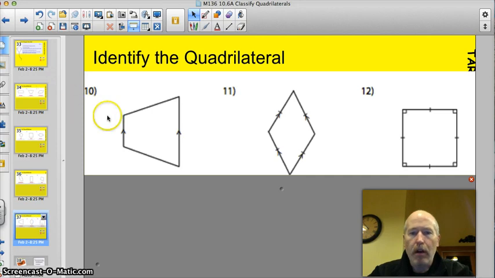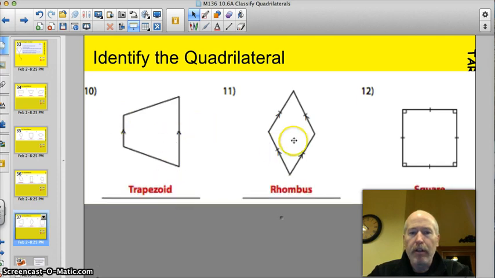Sweet. All right. What'd you get? Trapezoid? Very good. Did you call this one here a kite? I hope not. It's a rhombus. Again, notice that the sides are all congruent. It has one little tick mark showing that they are all the same length. And of course, there's the square.